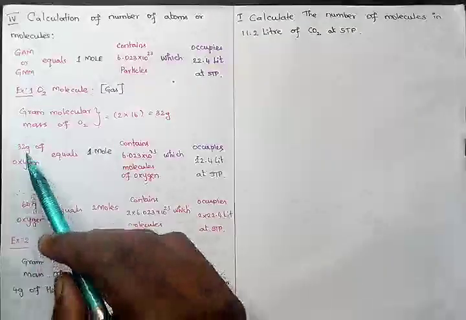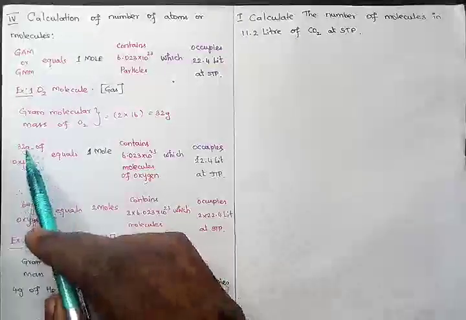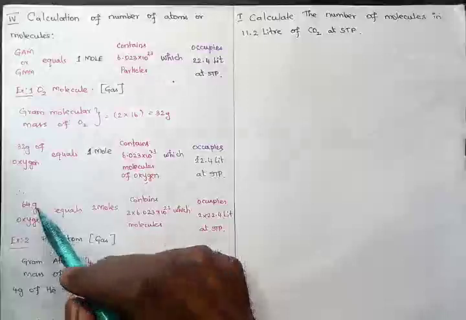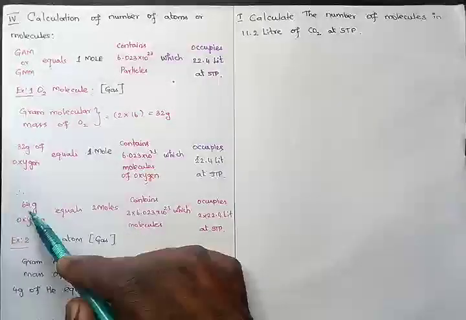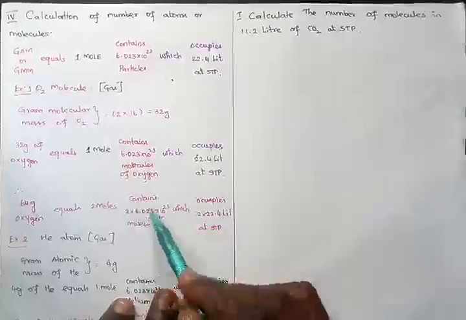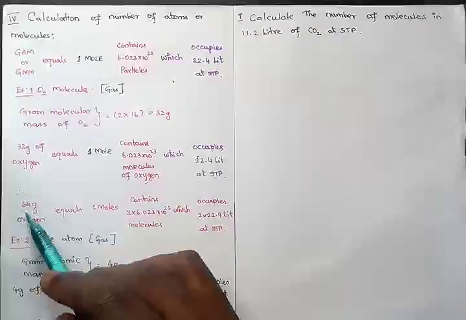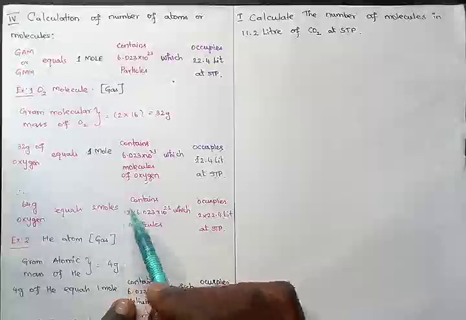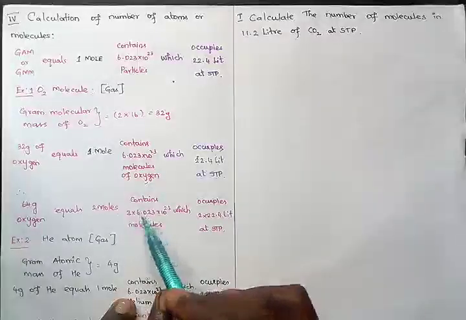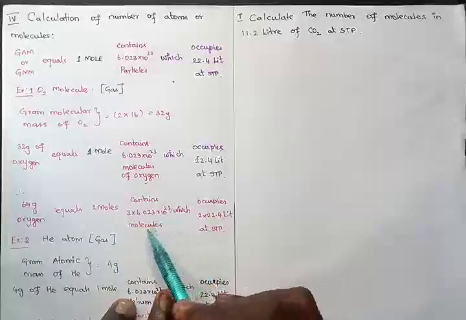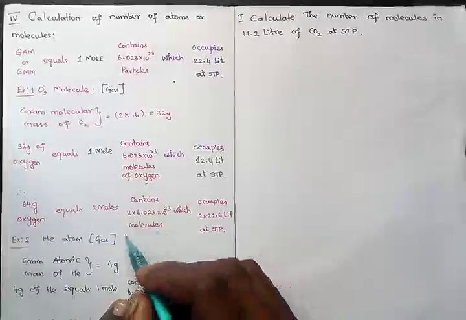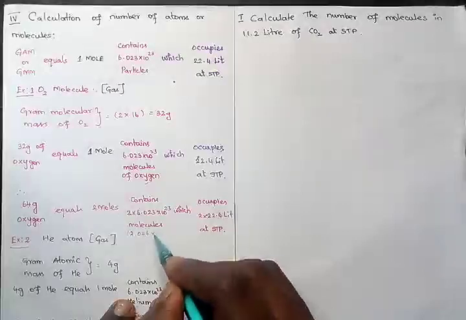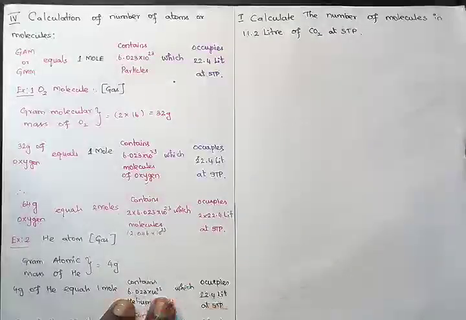Now, what if I double this number? So 32 grams, if I double to 64, what do you get? So 64 gram, I just doubled. So every number you have to double, that's all. So 64 grams of oxygen equals 1 into 2, 2 moles, contains 2 into 6.023 into 10 to the power of 23 molecules, right? Which is nothing but 12.046 into 10 to the power of 23 molecules.